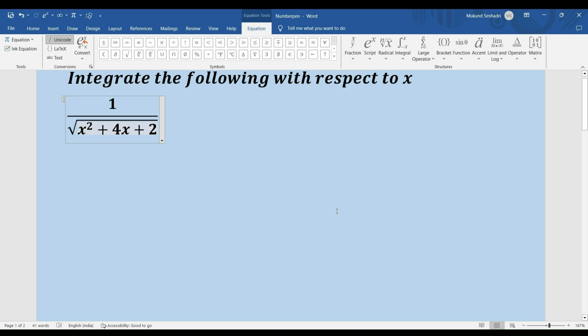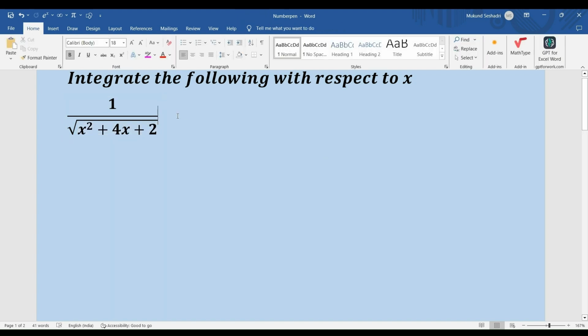So there we have the problem on the screen. Integrate the following with respect to x. We have 1 divided by square root of x square plus 4x plus 2. So what we've been given is dy by dx and we've been asked to find y. My y is nothing but integral of the given expression. So let's write down what our y is.